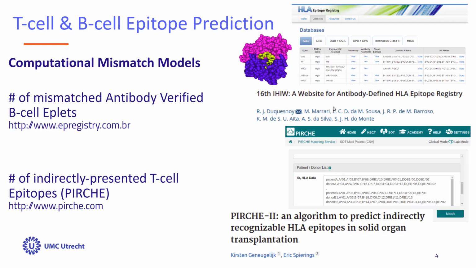Luckily, we have some tools that can predict this. We have the HLA eplet registry, which lists a lot of these B-cell eplets. We can use this to calculate B-cell epitope mismatches. We also have this PERCH tool, which calculates the number of indirectly presented T-cell epitopes. So we can use these two computational tools to look at linked recognition.